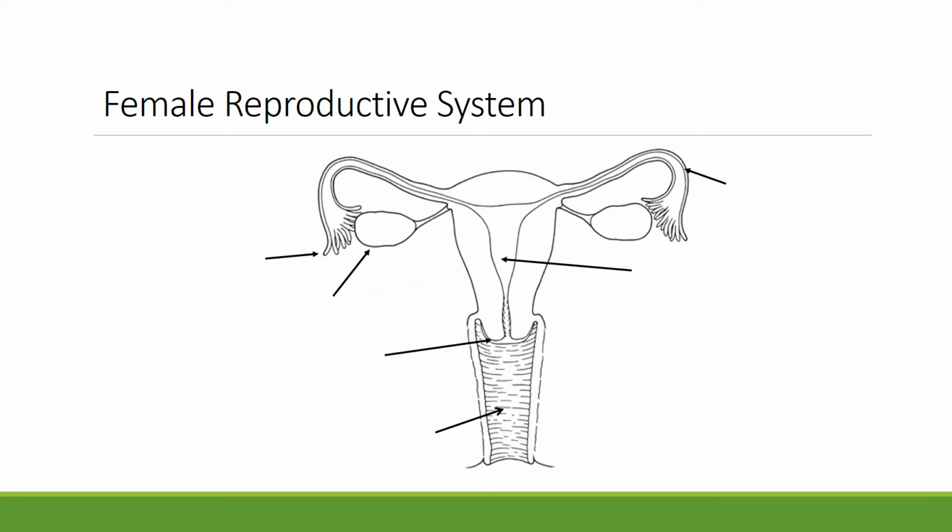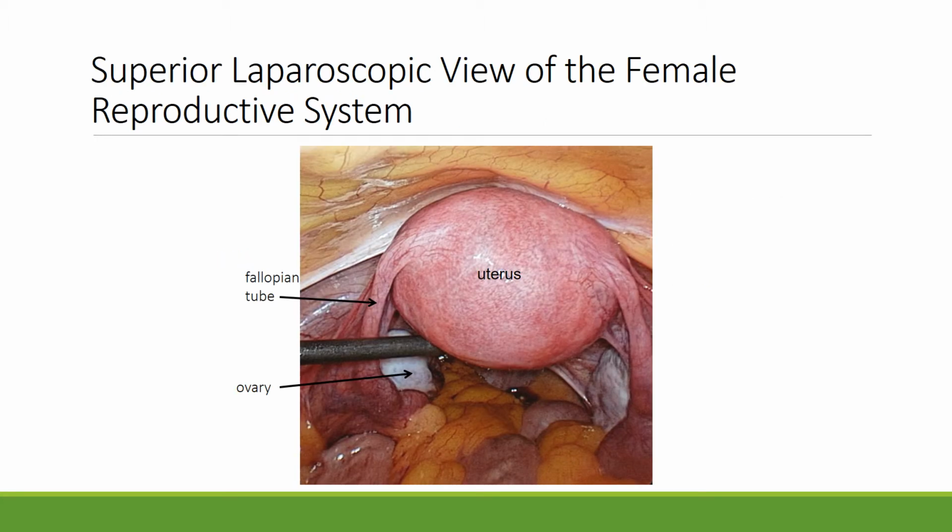Here is an unlabeled diagram of the female reproductive system on which you can practice. The answers are on the following slide. Starting on the left and going counterclockwise, the answers are the fimbria, the ovary, the cervix, the vagina, the uterus, and the fallopian tube.